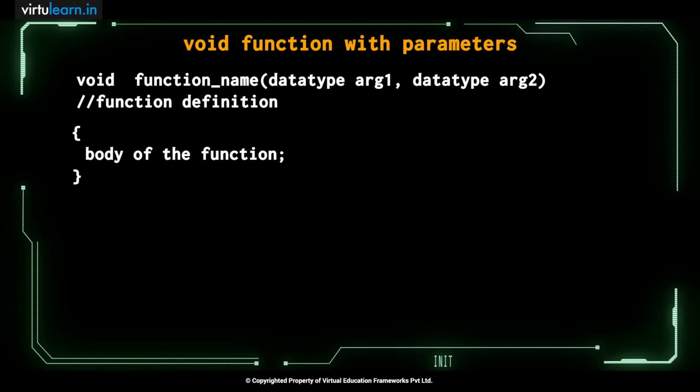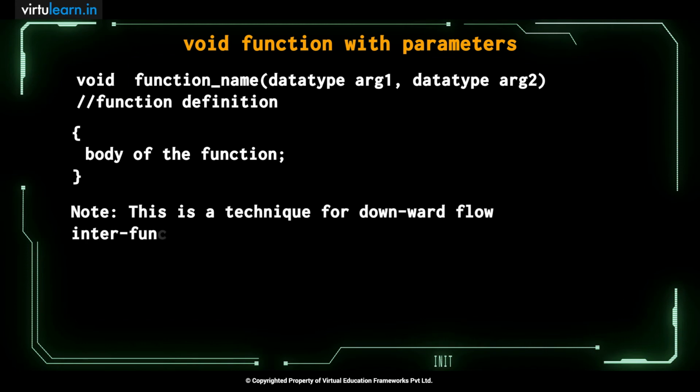The very important thing you need to note is that this technique is for downward flow inter-function communication. That is, you cannot return any value from the function back to the main function. That is why this approach is called downward flow inter-function communication.